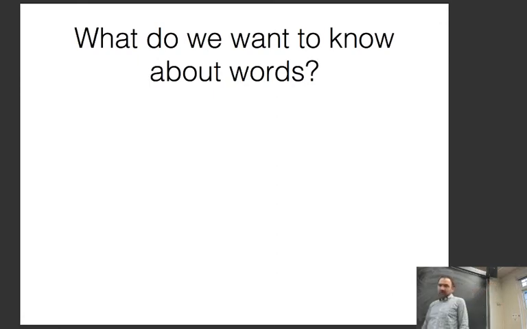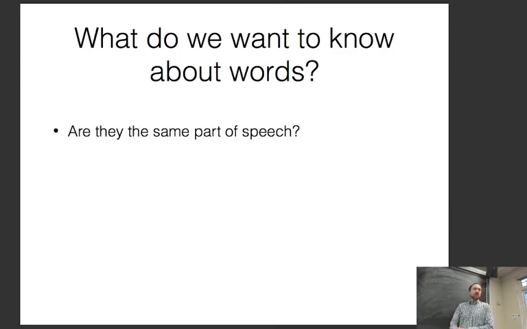Before thinking about this, I think what we should think about is what we would like to know about words for the purpose of NLP applications or computational linguistics where we want to examine something. And there's lots of different things. Number one is, are they the same part of speech? Do they have the same syntactic function in a sentence? This could be useful for things like machine translation where you want to get the structure right. Obviously for part of speech tagging. If you know the part of speech, then that's useful there. Named entity recognition, etc.